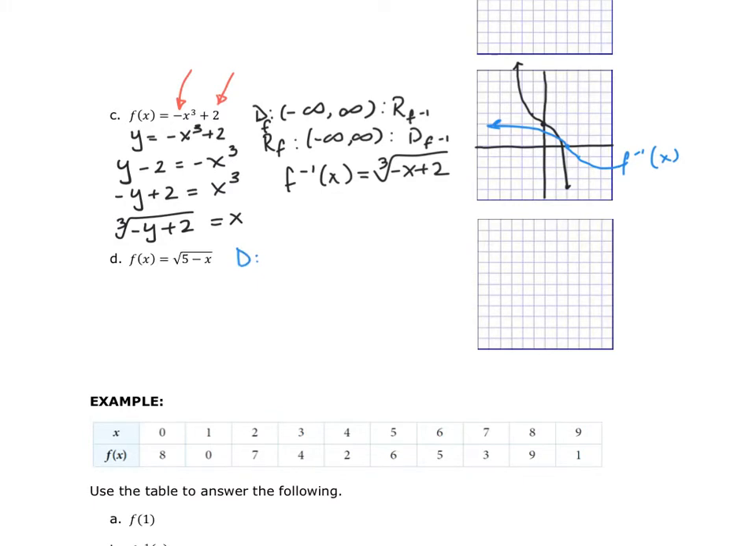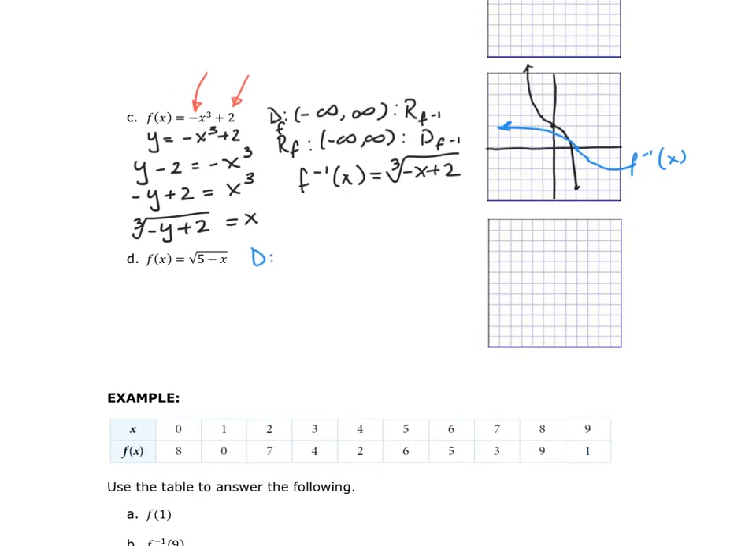Okay, so let's talk about the domain of the original function. Remember, whenever I have a radical, the index is the power that's right there. That is a power of 2 if it's missing, so it's a square root. The domain in this one is going to be from negative infinity to 5, because the way that I find my domain is I put the value that's underneath the radical, which is 5 minus x, set it greater than or equal to 0, and so 5 is greater than or equal to x.